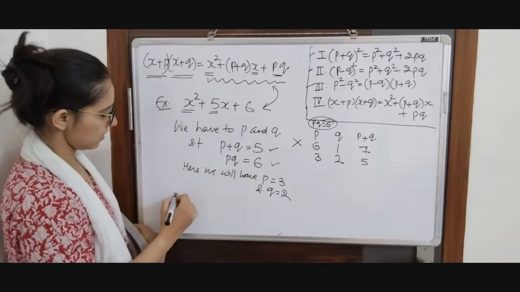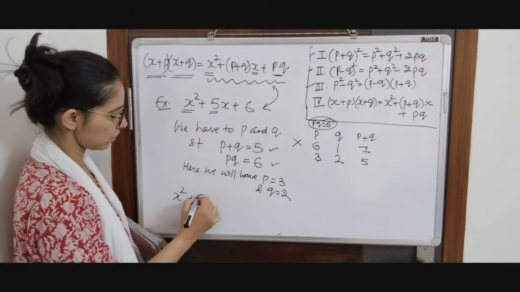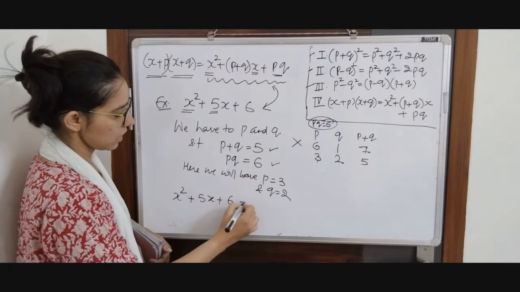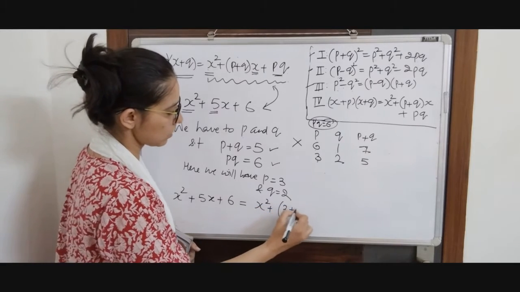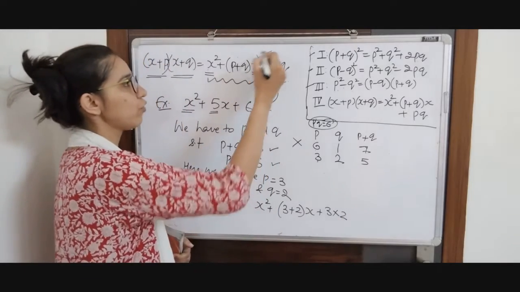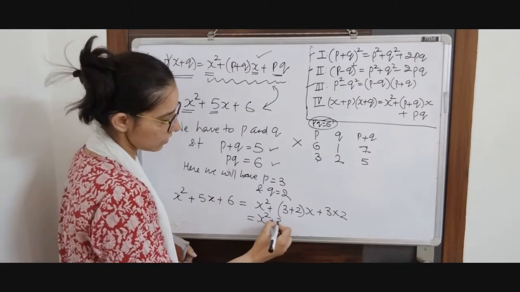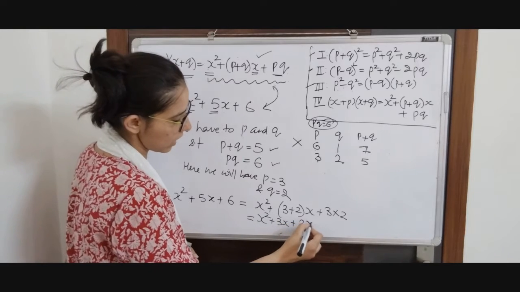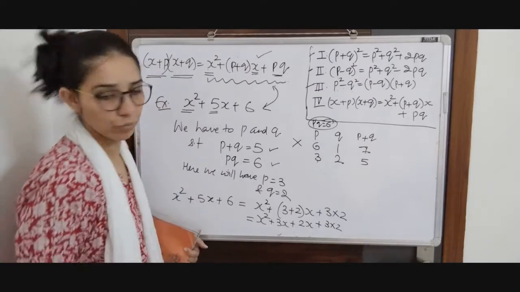Now how to factorize this? This is x square plus 5x plus 6, we can write this as x square plus 3x plus 2x plus 3 into 2. Now we have got this identity. It means we can write this as x square plus 3x plus 2x plus 3 into 2.